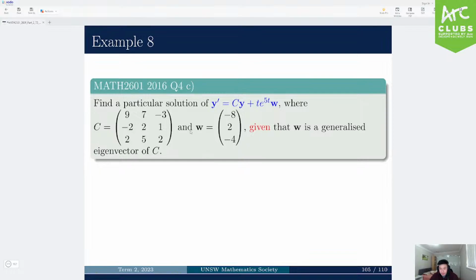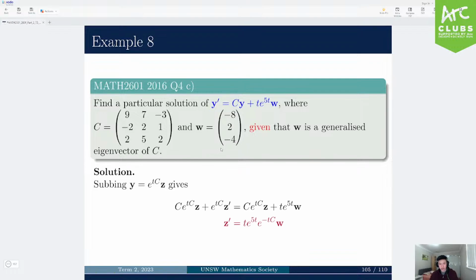Okay. Moving on to the next example, find a particular solution to this inhomogeneous differential equation, y' = Cy + t e^(5t) w, where C is again this matrix, and w is this vector here. And we're given that w is a generalized eigenvector of C.